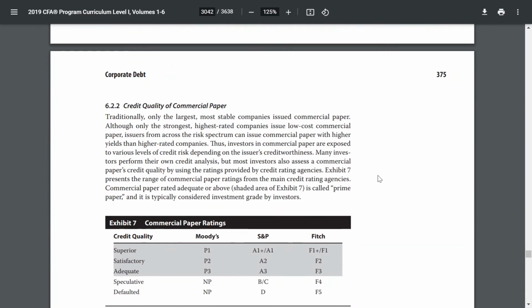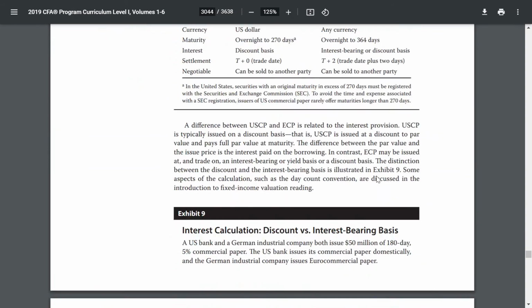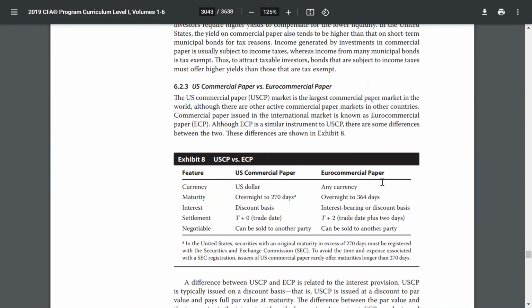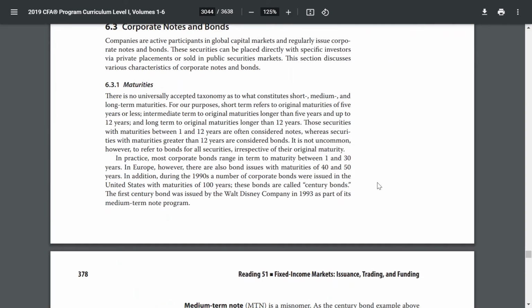Credit quality. U.S. commercial paper versus Euro commercial paper. Corporate notes and bonds.